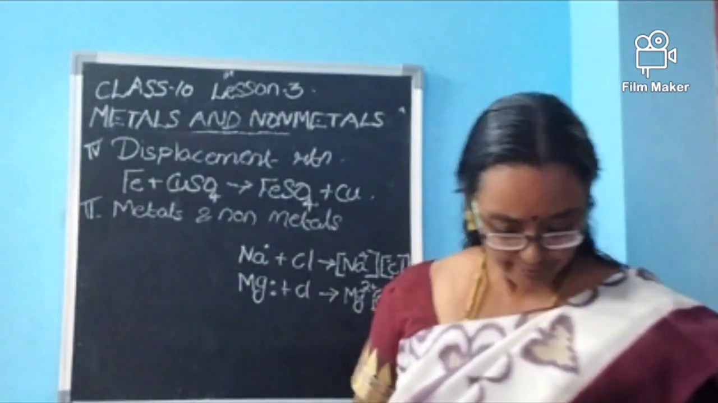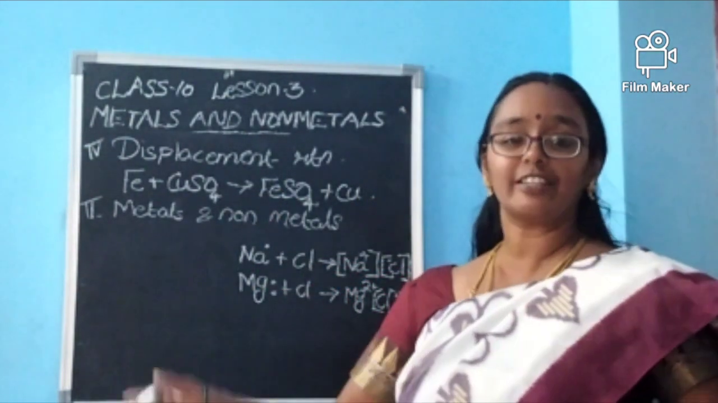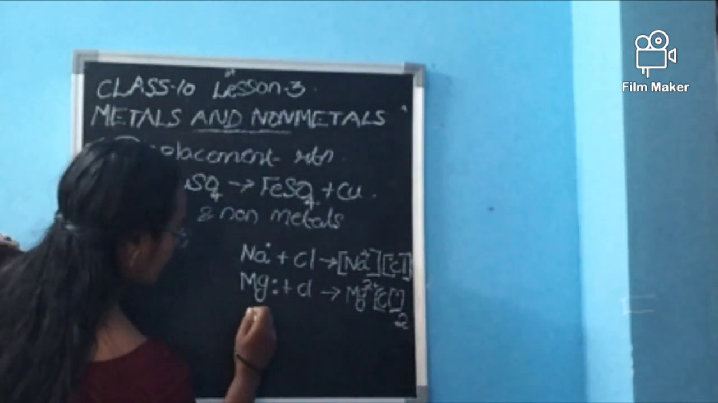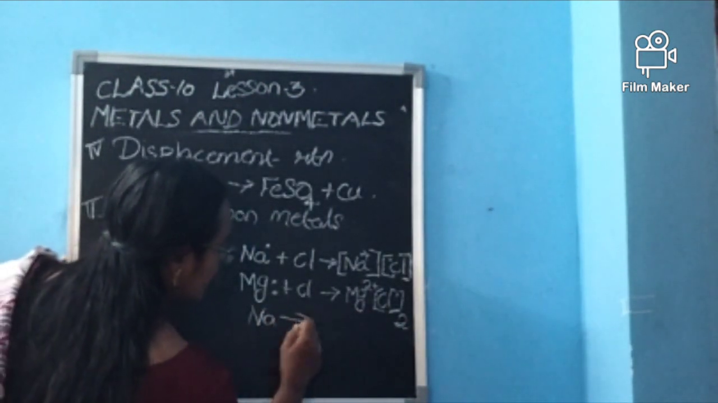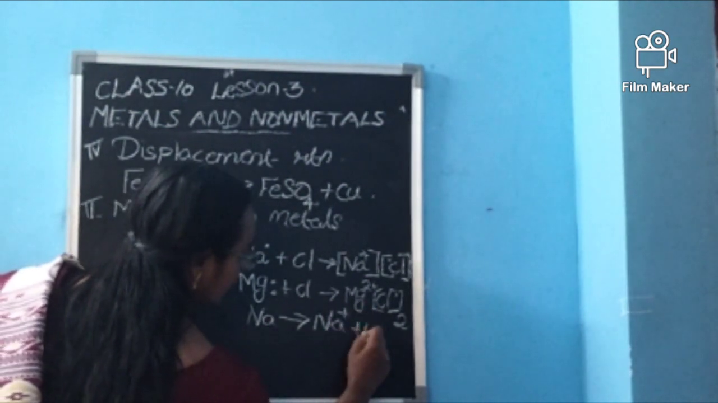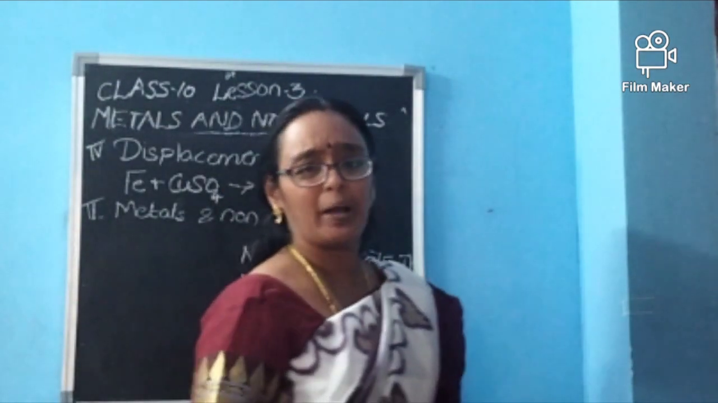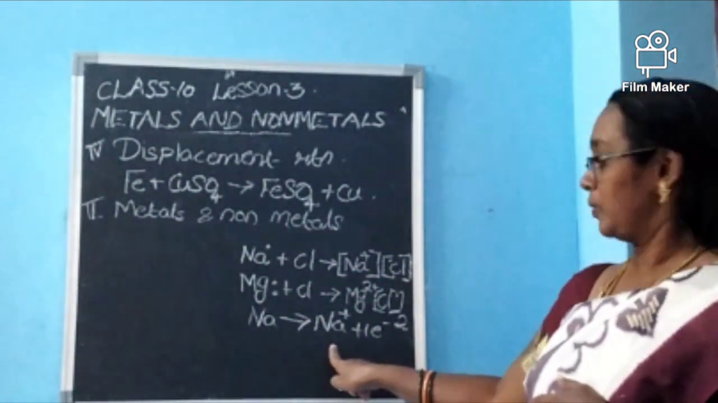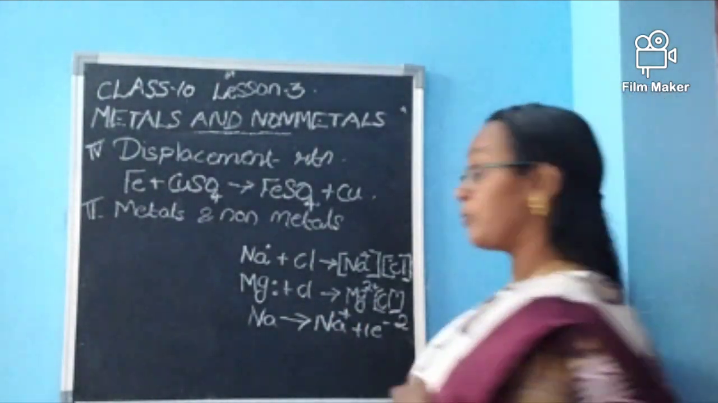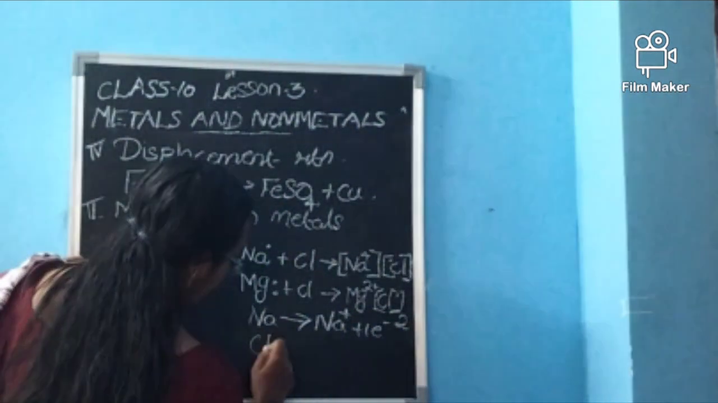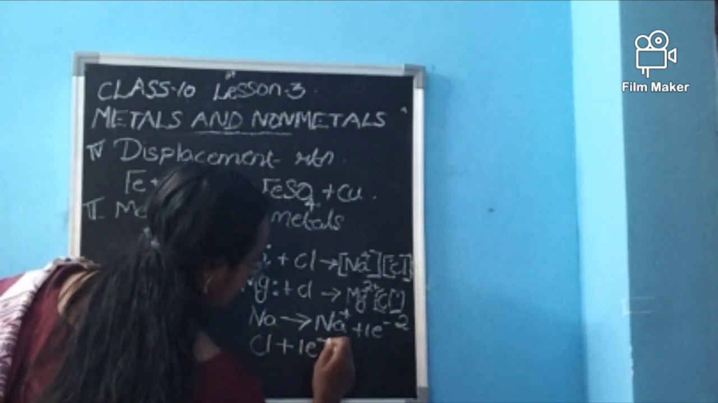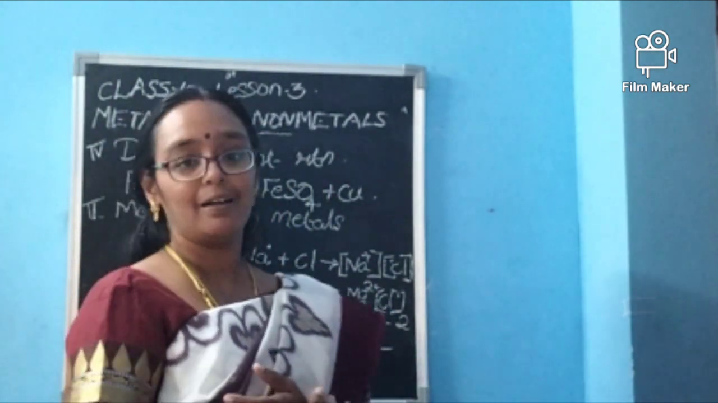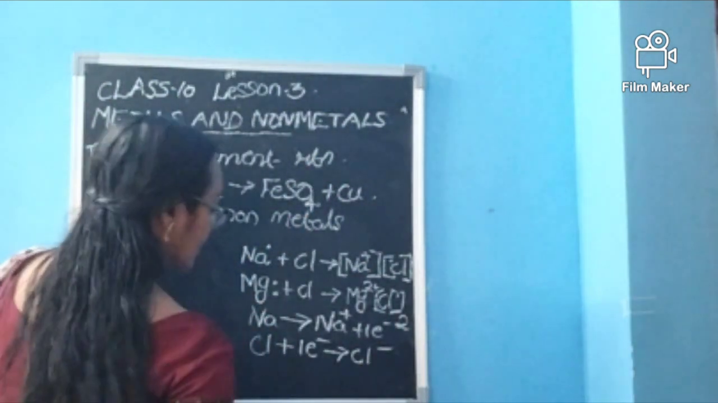See, sodium has 1 extra electron. So for convenience I am writing: Na gives Na+ plus 1 electron. It loses the electron, I don't want you, I am leaving. Like that it is giving Na+. Then Cl is coming. Cl takes this electron. Cl plus 1 electron gives Cl-. So it gains 1 electron. Now I got 1 electron.